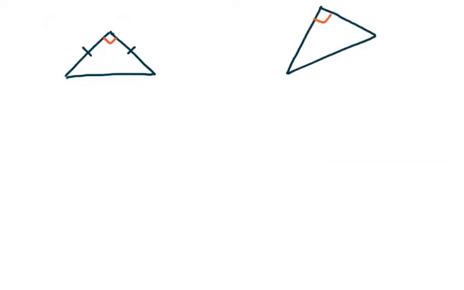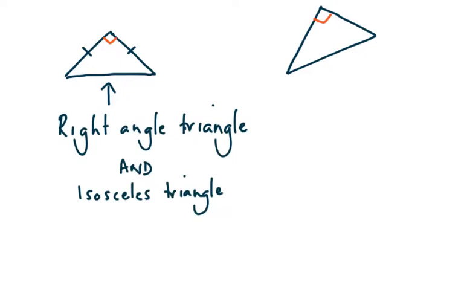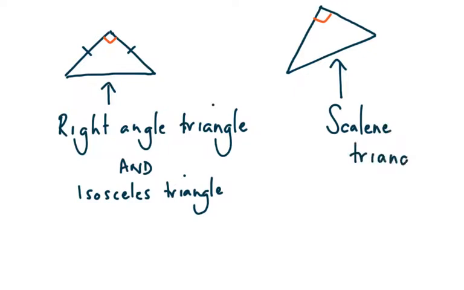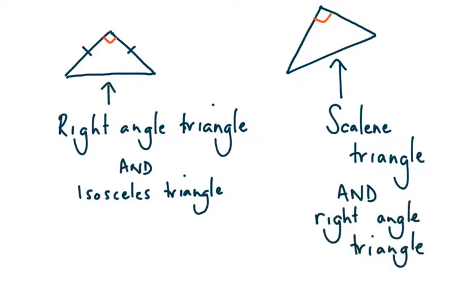I just also want to point out that if a triangle is right angled, it can actually be isosceles or scalene as well. It can't be equilateral, but this first triangle is a right angle triangle and an isosceles triangle because it does have two equal sides, but it also has a right angle. You could say it's a right angle isosceles triangle. And this shape is a scalene triangle, but it is also a right angle triangle. So you could say it's a scalene right angle triangle. Remember, you could pause the video now and try the first section of the worksheet if you want.